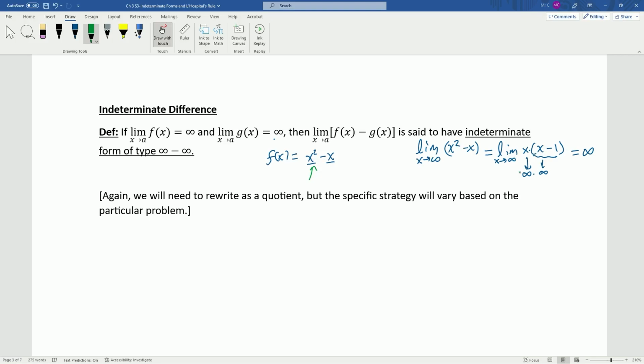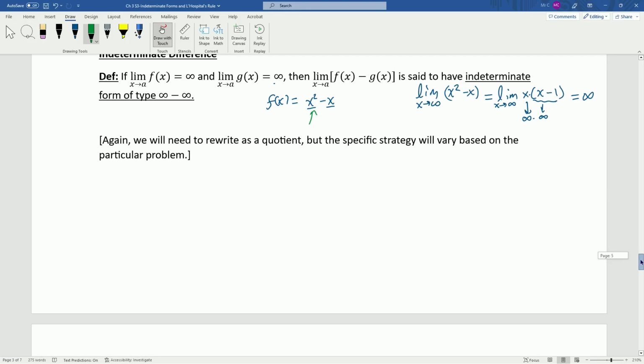Now for more complicated problems, we can't make this same sort of mental reasoning here. So let's take a look at an example where we kind of need this L'Hopital's rule here.